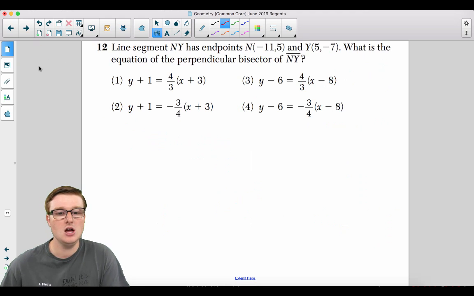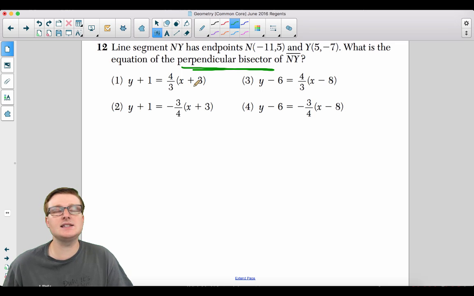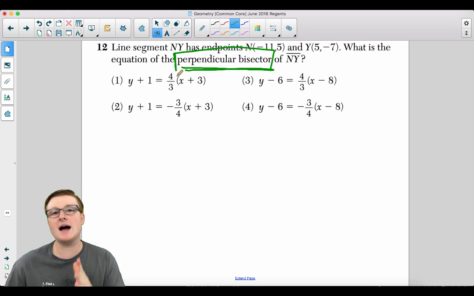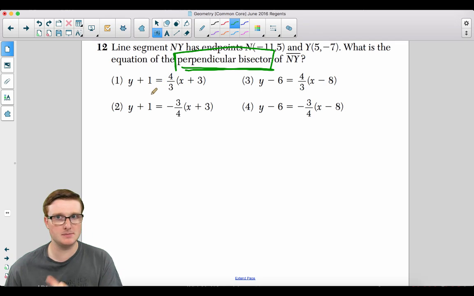All right? Number 12. Line segment NY has endpoints N(-11, 5) and Y(5, -7). What is the equation of the perpendicular bisector of NY? Now, I want to talk about this for a second. This question, it's not hard, it's just tedious. You need to find the perpendicular bisector. So that's a lot. Because the perpendicular bisector is perpendicular to the original line, forming right angles, and it's a bisector, which means that it passes through its midpoint.